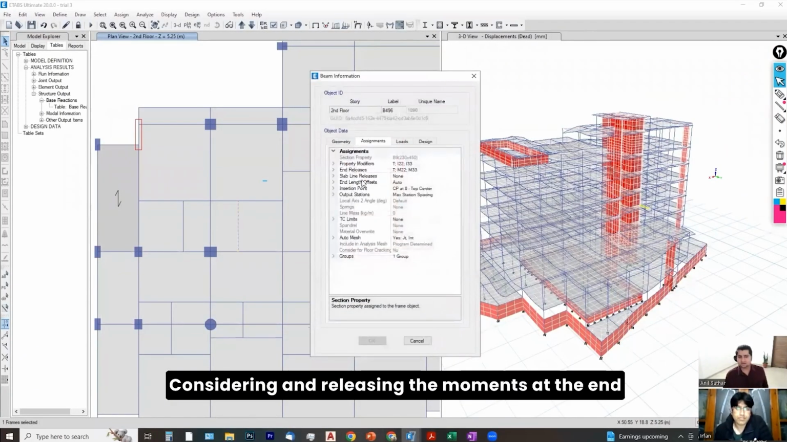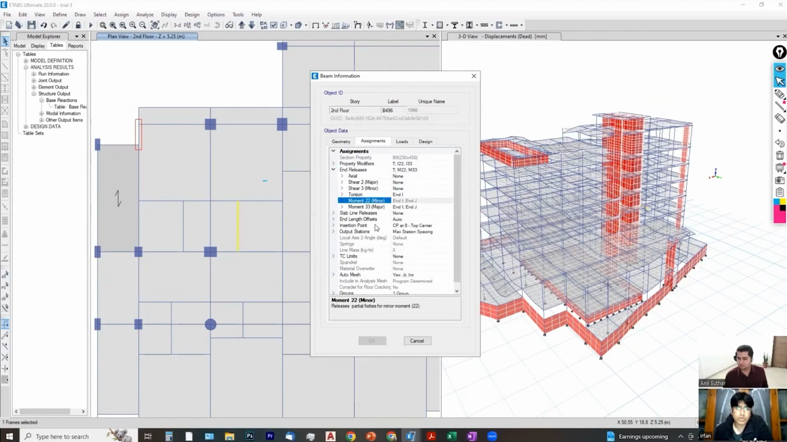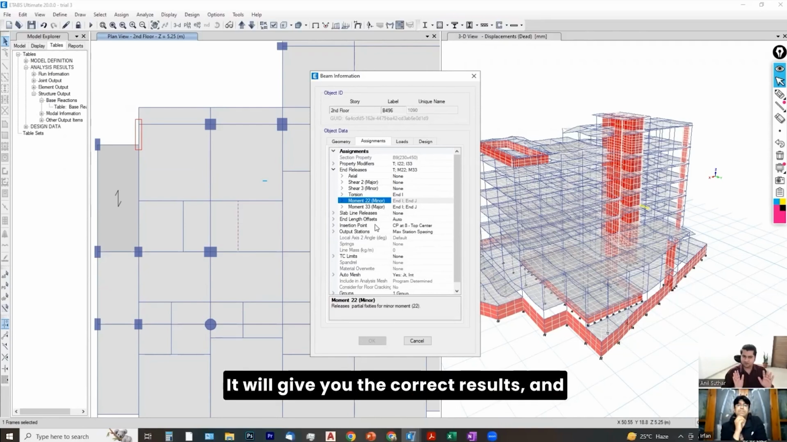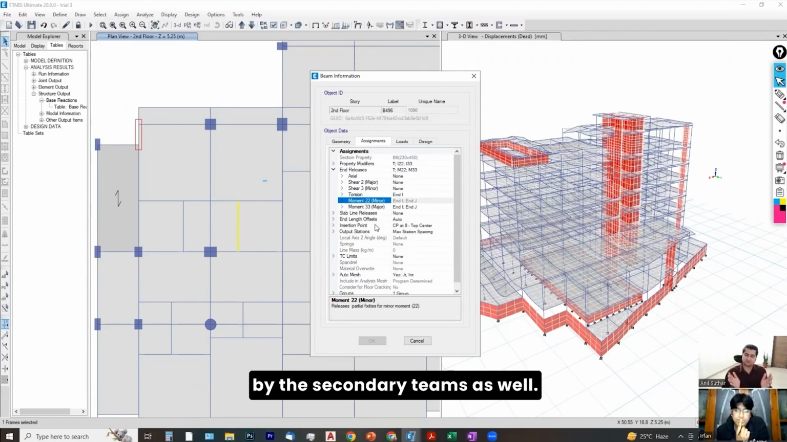Considering and releasing the moments at the end of the secondary beam is absolutely wrong. Leave it to ETABS itself. It will give you the correct results, and there will be some amount of resistance offered by the secondary beams as well. So you will get positive results.